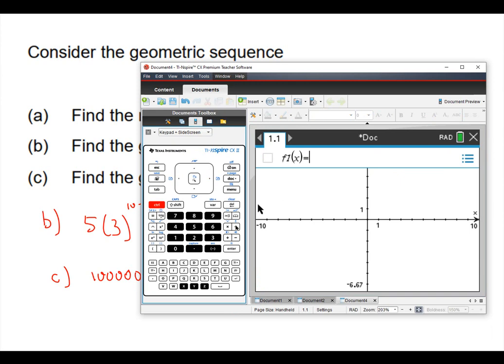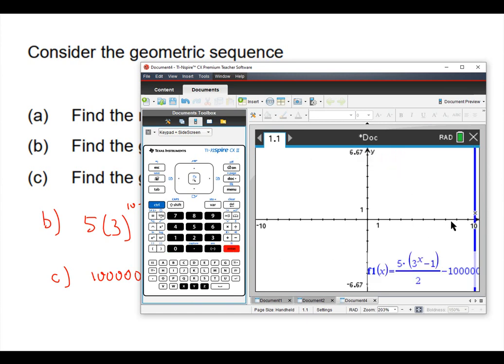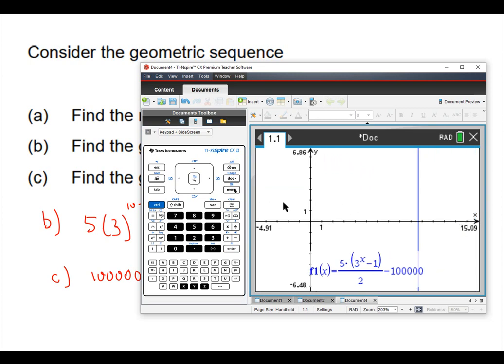Let's bring up the parentheses. So we have 5 times 3 to the n power, so use x there instead of n, minus 1. 3 minus 1 is 2 on the bottom. And then we set it equal to 0, so we would have subtracted that 100,000. All right, let's graph that. All right, and then we've got our x-intercept right there.